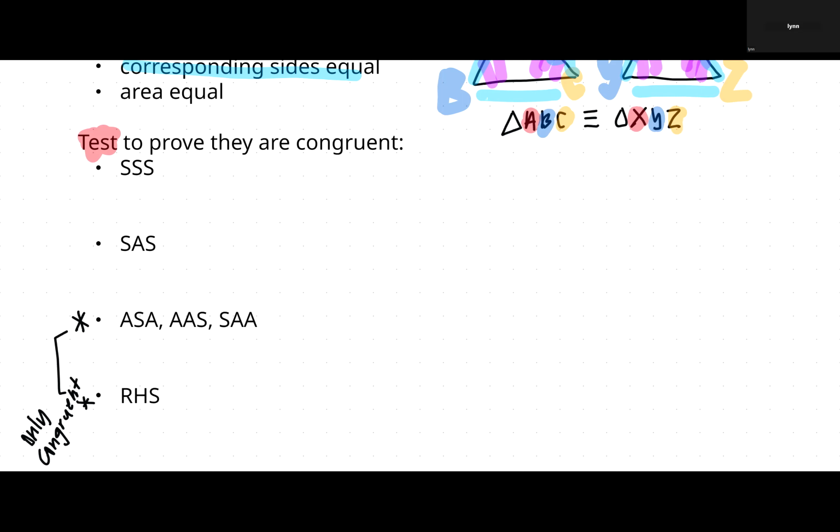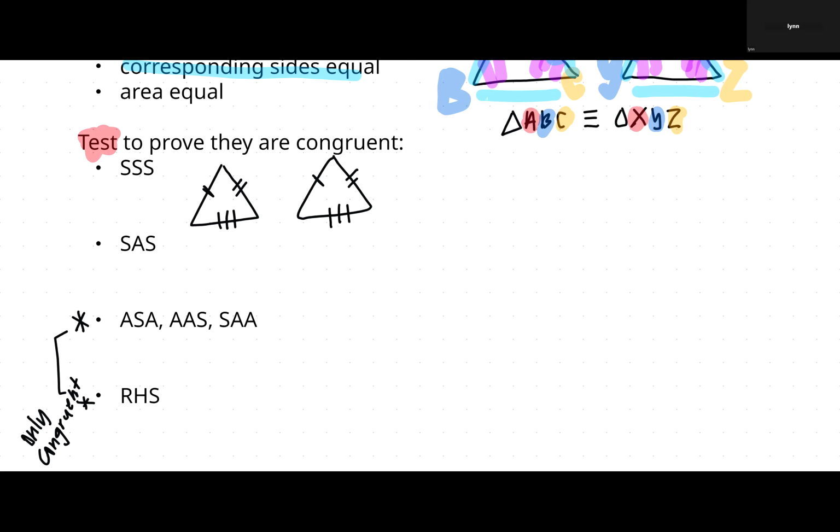Now, what is the SSS test? SSS means that this side must match with this side. This side must match with this side. And this side must match with this side. That is what SSS means.